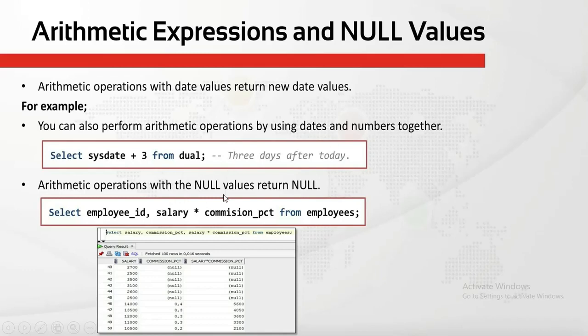Arithmetic operations with null values return null. So if you do arithmetic operations with null values, it will return null values. Select employee ID, comma, salary into commission percentage from employees. Okay, this will return null values.